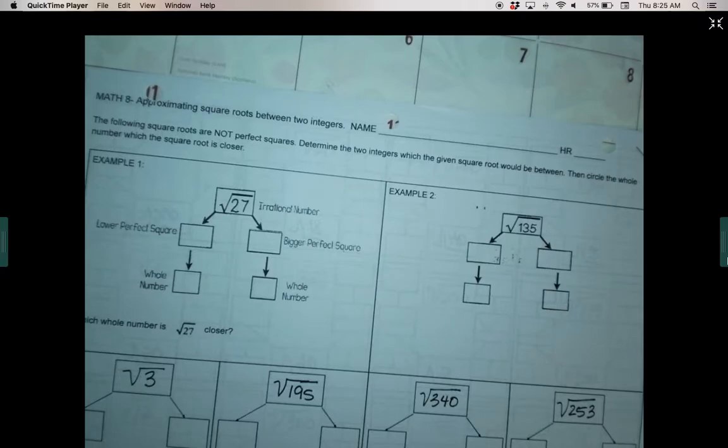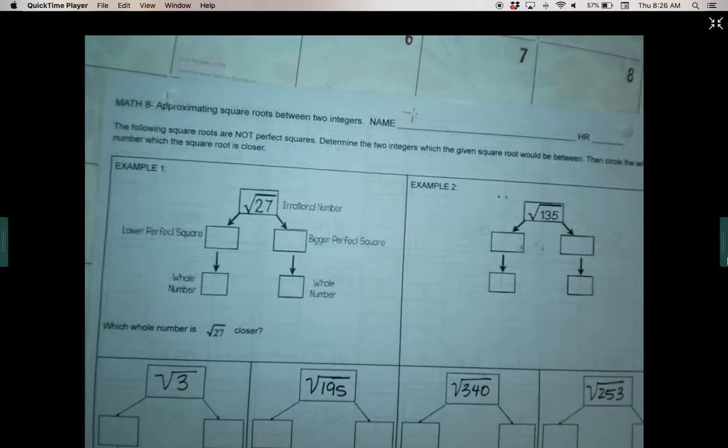Meaning you could not, remember when we did the Cheez-Its and I gave you 6 Cheez-Its and I said make a square out of it? You can't make a square out of 6 Cheez-Its, so 6 is not a perfect square, okay? Determine the two integers which the given square root would be between. Then circle the whole number which the square root is closer to.